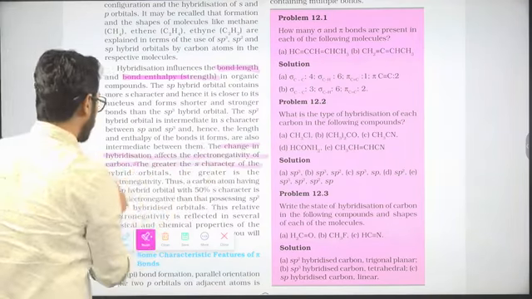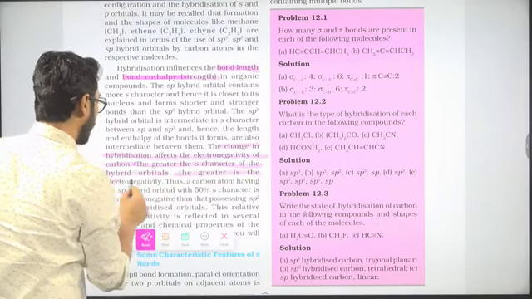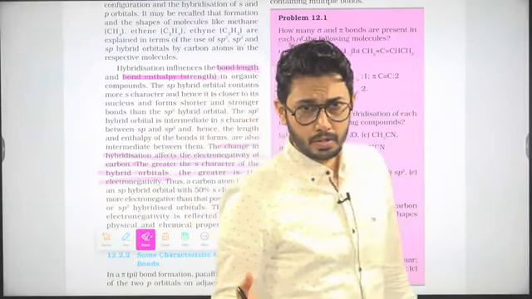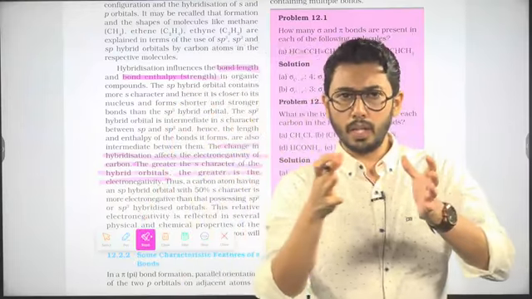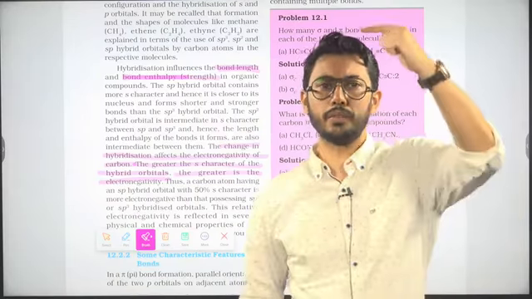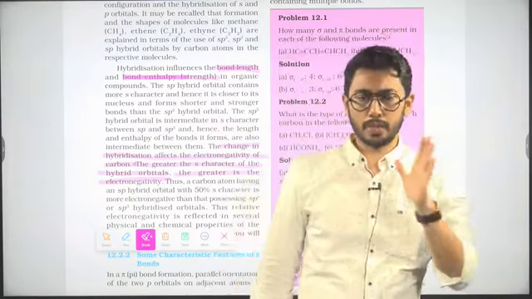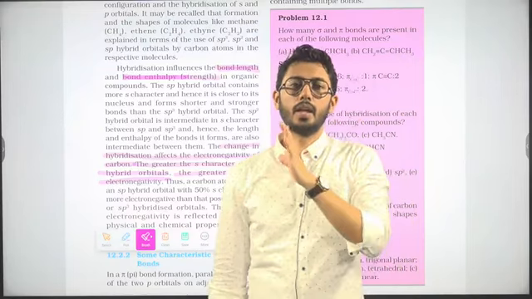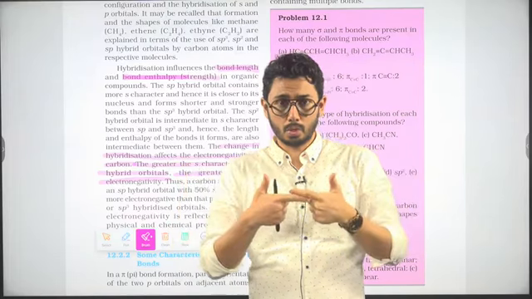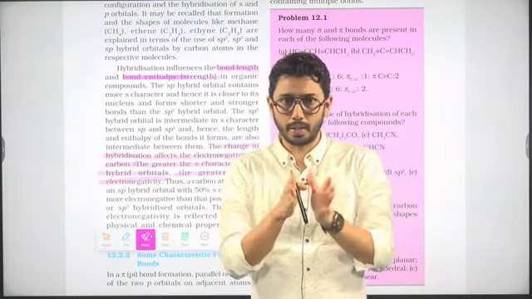Greater the s character, greater is the electronegativity. Means as percentage s character increases, electrons are more tightly bound to the nucleus, more attraction, and hence electronegativity increases. So as percentage s character increases, electronegativity of carbon also increases. It also forms stronger bonds, hence bond length decreases.